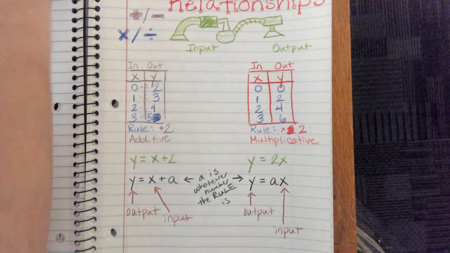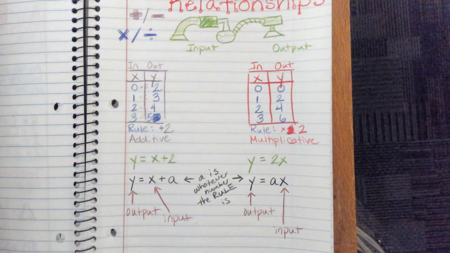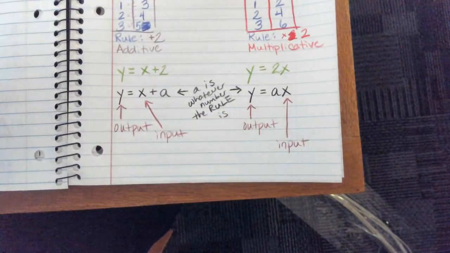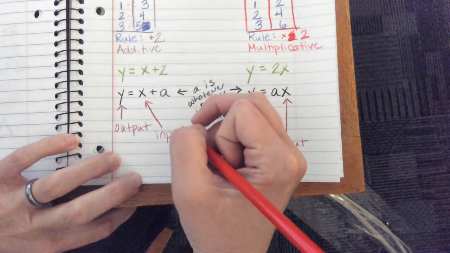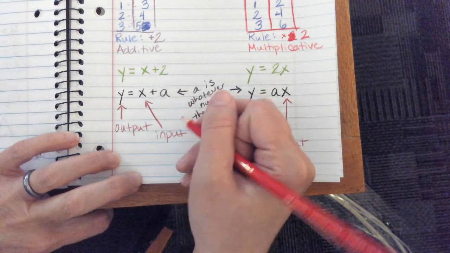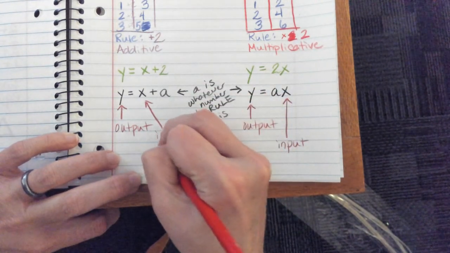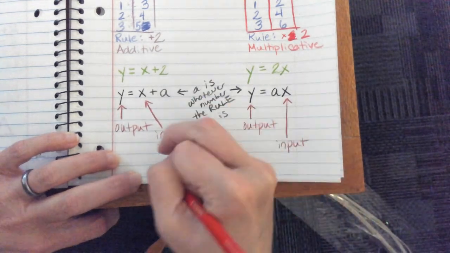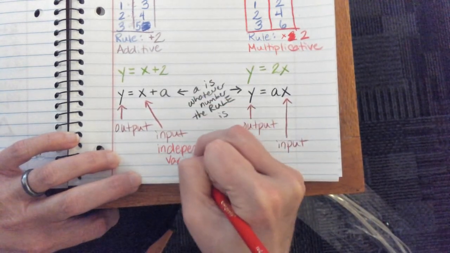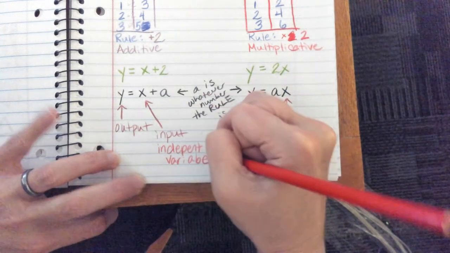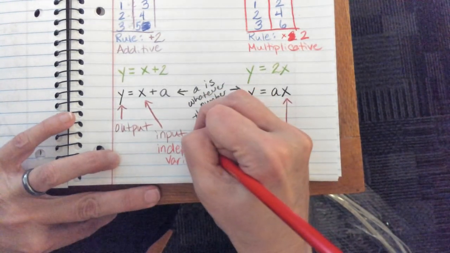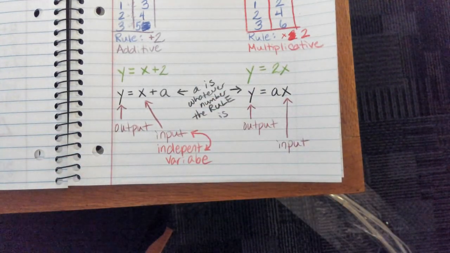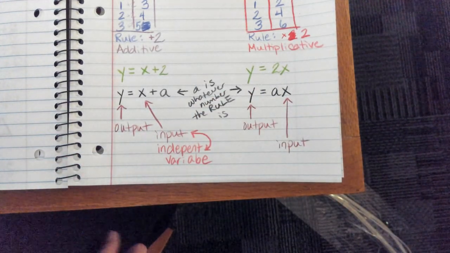Another way to say the output and input is to say that the input is the independent variable. Okay? These words mean the same thing. Input and independent variable mean the same thing. We're just getting fancy, okay?